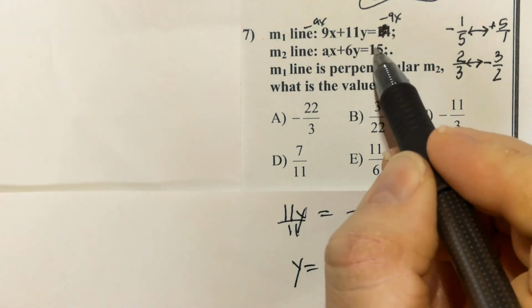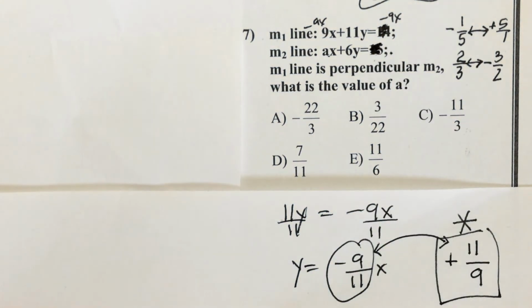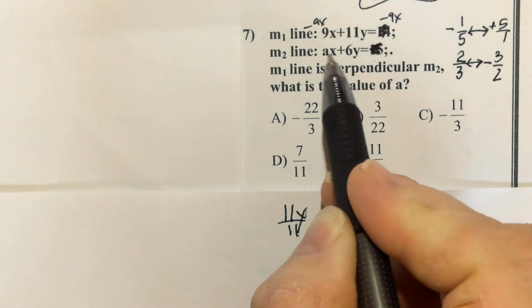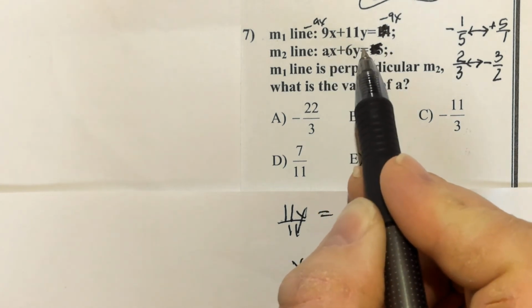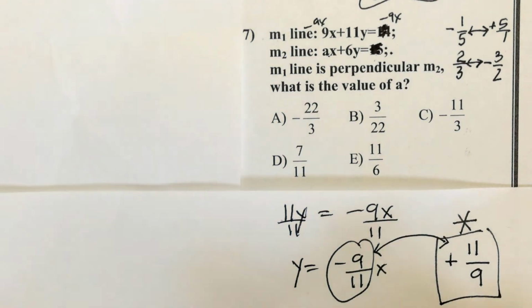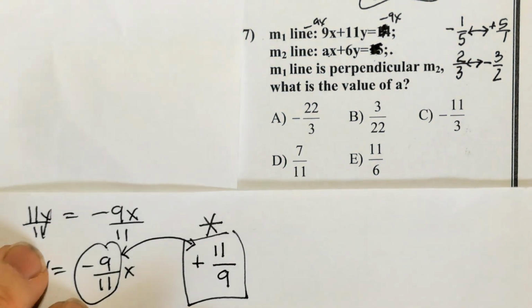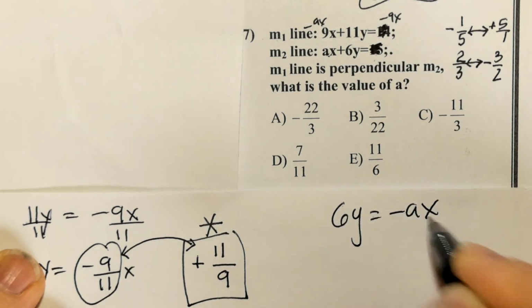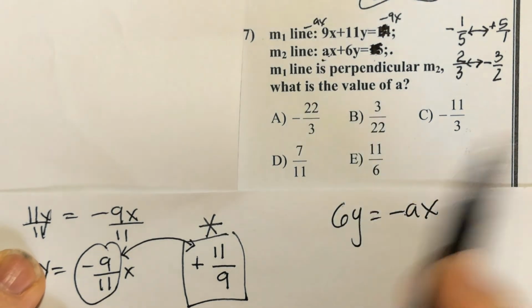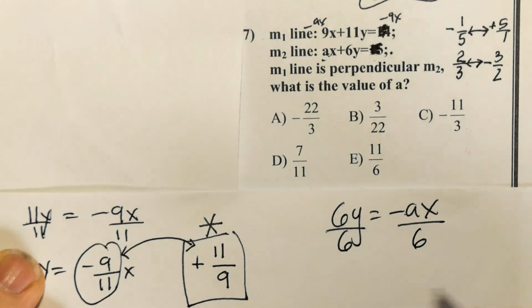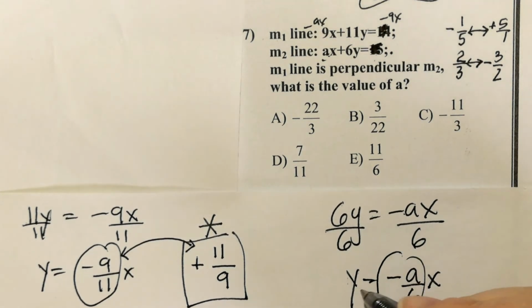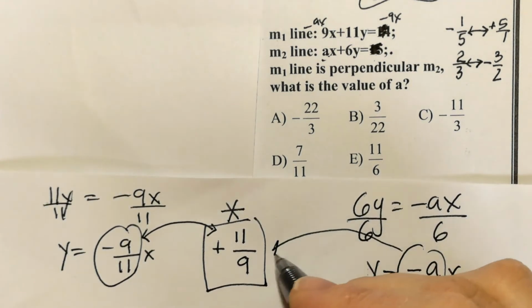So remember, I don't worry about the constant, the number that doesn't have an x, at this point. Positive ax is going to be moved to the opposite side. It's positive, so when it goes across the equal sign, it becomes negative. I'm going to move the paper down here. Moved it across, it became negative, and then divided by 6. So y equals negative a over 6 x. This is what I have. This is what I want it to become.